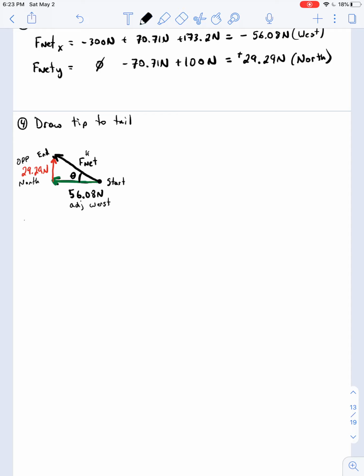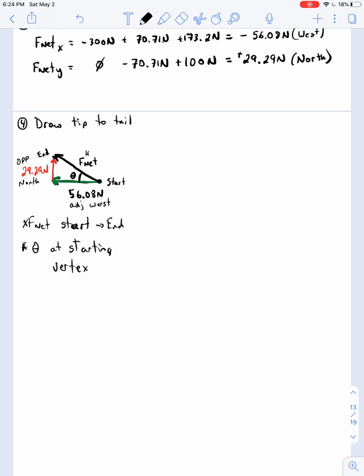We know that Fnet goes from start to end, right? So we know that Fnet goes from start to end. And we know then that theta is always at the start. So at the starting vertex, that's where we're going to put theta.